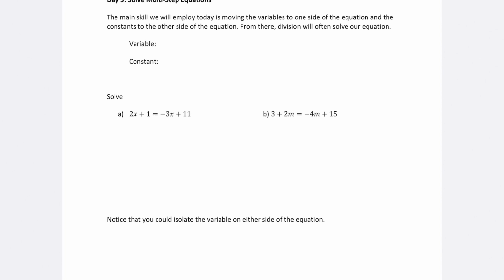Solving multiple step equations. The main skill we will employ today is moving the variables to one side of the equation and the constants to the other side of the equation. From there, division will often solve our equation.